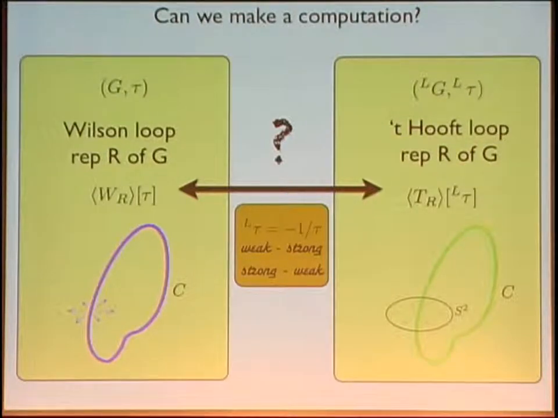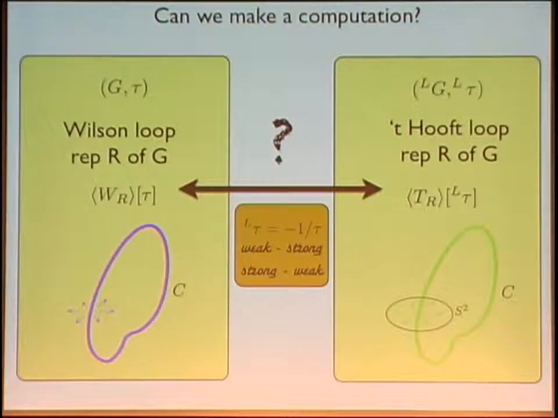If you take a gauge group G, then the Wilson loop is described by a contour C in space-time and a representation R of G, and we call that operator W_R. The dual side is a magnetic operator, the 't Hooft loop. Now, the dual group to the electric group is called the Langlands dual, and it is obtained by replacing all roots by coroots and the weight lattice by the coweight lattice. As we know, electric charges take values in the weight lattice of the gauge group, and magnetic charges take values in the coweight lattice of the dual gauge group.